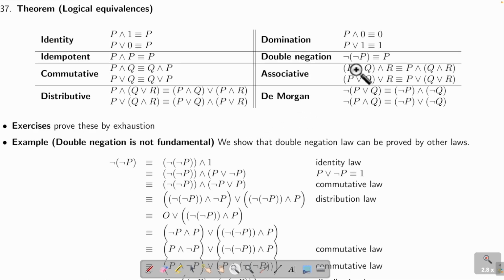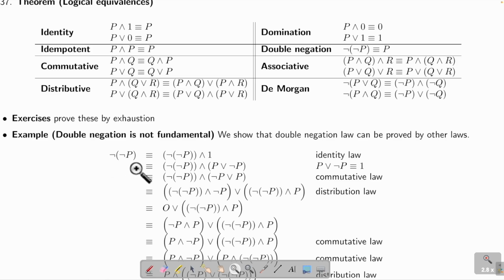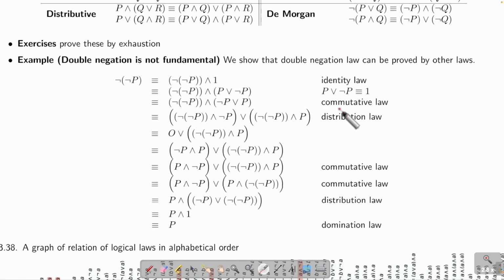Double negation is not fundamental. Here's an explanation. Suppose I have a statement P, proposition P, I consider not P, and then after that another not. So not not P. The law of double negation: not not P is P. You may take this for granted. Actually, it's not granted. It can be proven by something else.